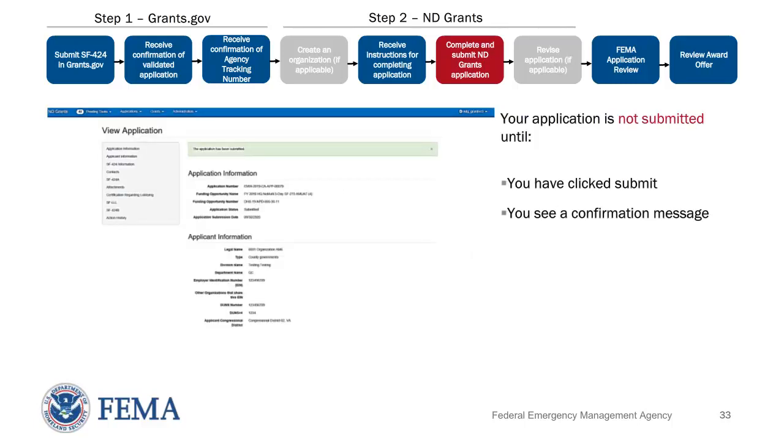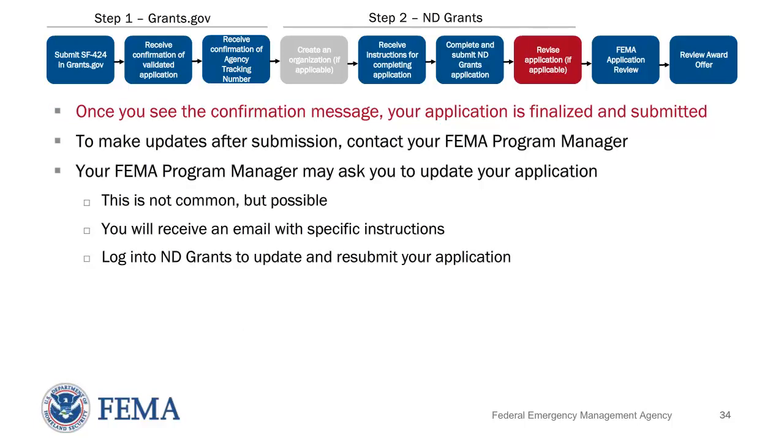If the application has been submitted successfully, you will see a green bar at the top of the screen that lets you know your application was submitted. Your application is not submitted unless you see this green bar. If you click Submit and nothing seems to happen, you have left at least one required field on the page blank. Once you have received the green confirmation message, you have completed Step 2 and your ND Grants application is complete.